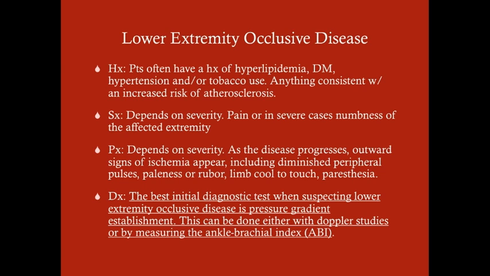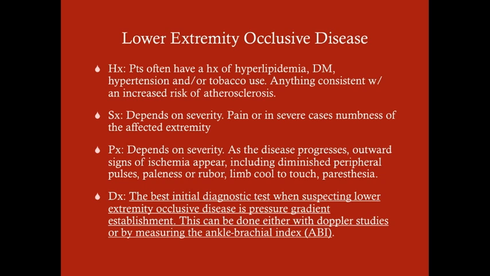On physical exam, it's also going to depend on severity. As the disease progresses, you're going to have more outward signs of ischemia. So diminished peripheral pulses, paleness or rubor. The limb may be cool to touch. You can have paresthesias. You can also have less hair growth on the limb that's affected.